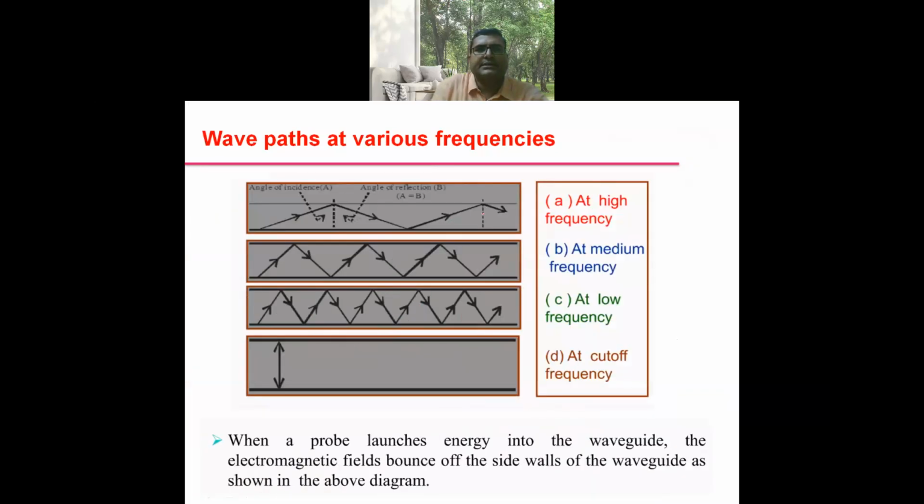Wave path at various frequencies. You can refer to the wave propagation inside the waveguide based on the concept of total internal reflection. The signal frequency is high, medium, and low. You can refer to the path length inside the waveguide. And this diagram depicts f equal to fc. When the signal frequency is equal to the cutoff frequency of the waveguide, there is no propagation inside the waveguide.